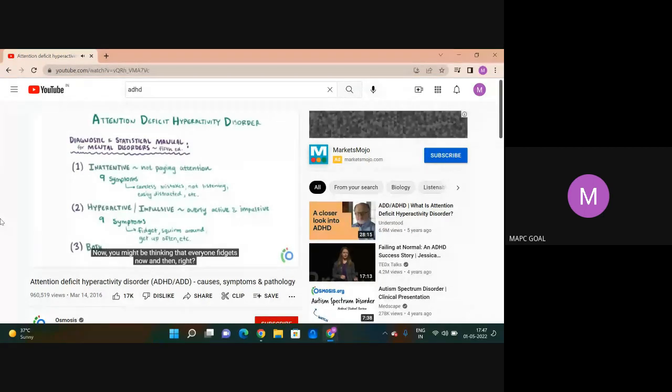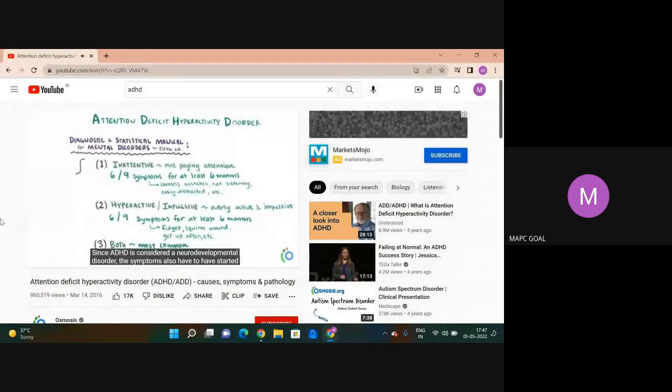Now, you might be thinking that everyone fidgets now and then, right? Well, a diagnosis is given when someone has 6 of the 9 symptoms, of either subtype, for at least 6 months. Most commonly, though, children have symptoms of both subtypes, and therefore have the combined subtype. Since ADHD is considered a neurodevelopmental disorder, the symptoms also have to have started between age 6 and 12, and the behavior can't be appropriate for their age.